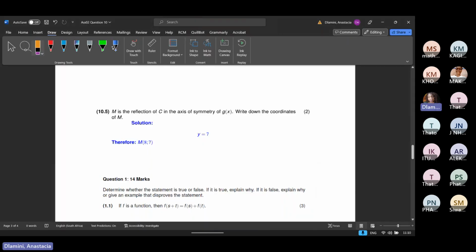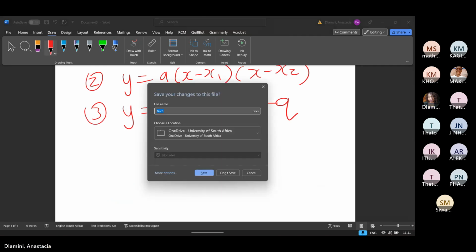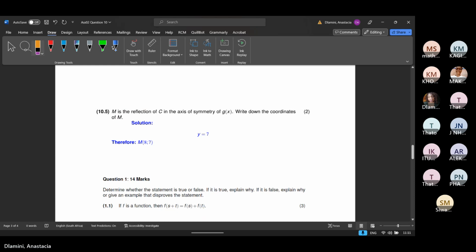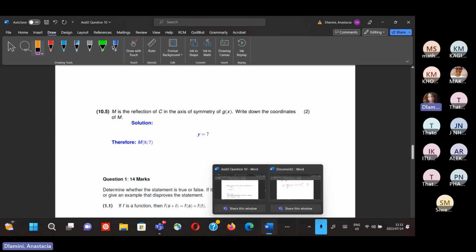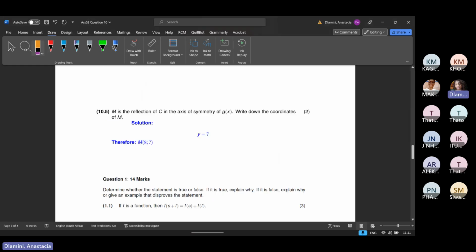Okay, guys, if you want to talk, just talk, because I can't see you, I only see the documents. Are we all sorted there? Yes, ma'am. Now, I want us to go through question 1 very quickly. It says, determine if the statement is true or false. If it is true, explain why. If it is false, explain why, or give an example that disproves the statement.